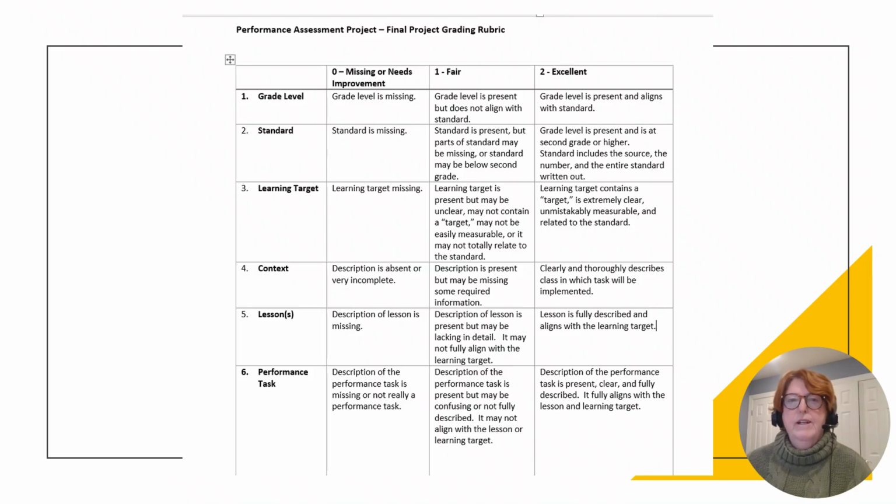Let's take a look at the grading rubric for this project. There are 3 levels to the grading rubric: 0 points for missing or needs improvement, 1 point for fair, and 2 points for excellent. The criteria going down the left side are grade level. I'll be looking to see that you presented a grade level that aligns with your standard. Standard, write out the entire standard.